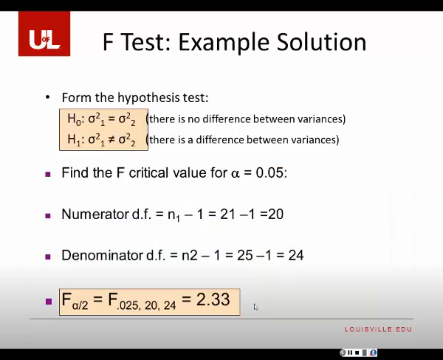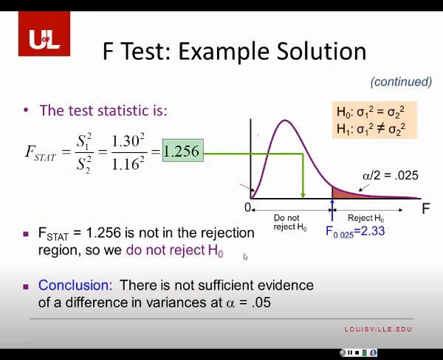Alright. So you go out to the table, you find F alpha over 2, or 0.025, with 20 degrees of freedom in the numerator, so that's going across the top, and 24 degrees of freedom in the denominator, so that's the first column going down, and you get an F of 2.33. You then take the 1.3, square it, take the 1.116, square that, and then you get your F value, which is 1.256. That lands inside the do not reject region. So we would fail to reject the null hypothesis that there's a difference in the variances for the New York Stock Exchange and for the NASDAQ.